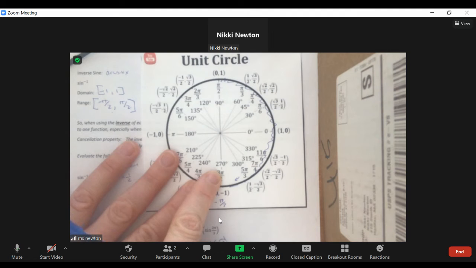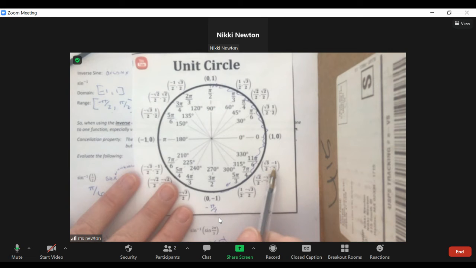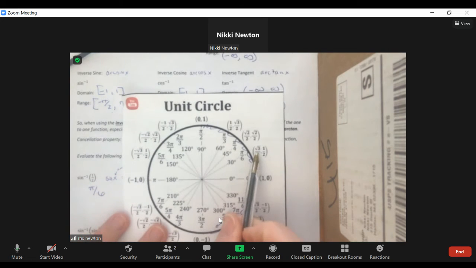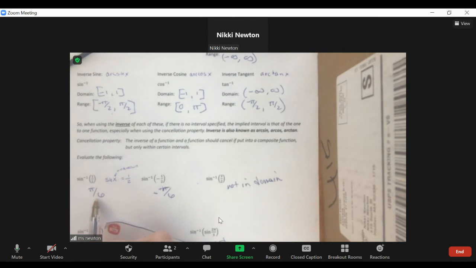And remember, sine is the y coordinate. So cosine, sine, that's negative. So I'm getting closer. Cosine, sine, aha, here it is. So the sine is 1/2 at the angle pi/6. So it's pi/6.